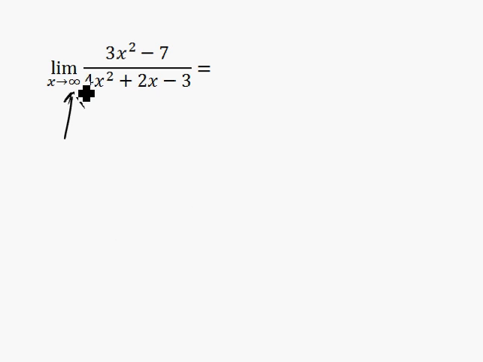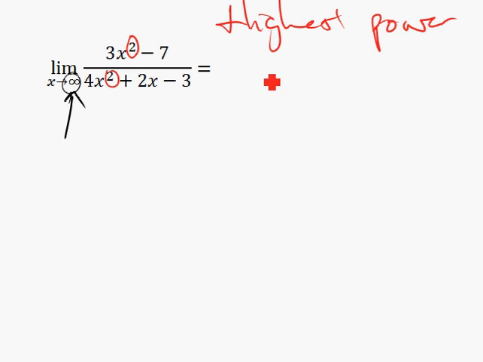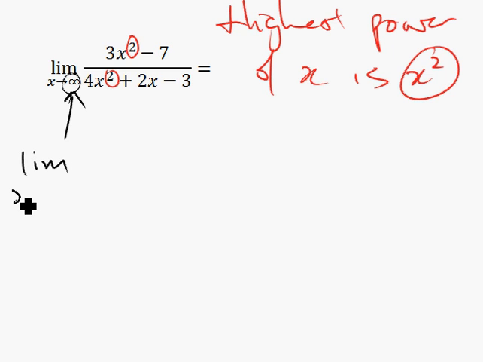If you see an infinity in the question under x tends towards infinity, what you have to do is this. Look for the highest power of x. This is the highest power of x, which is 2. So highest power of x is x squared. This is what you need to know. How is that useful? You need to divide both the top and the bottom by x squared.